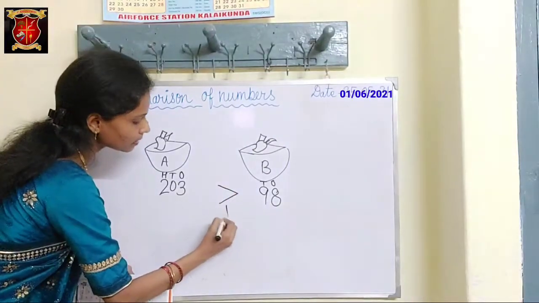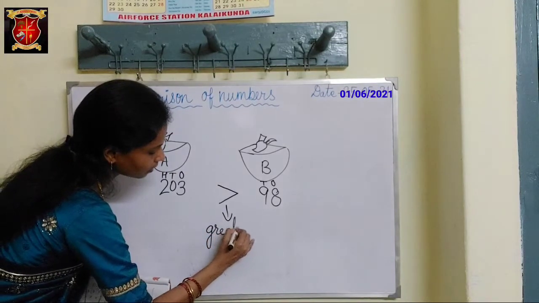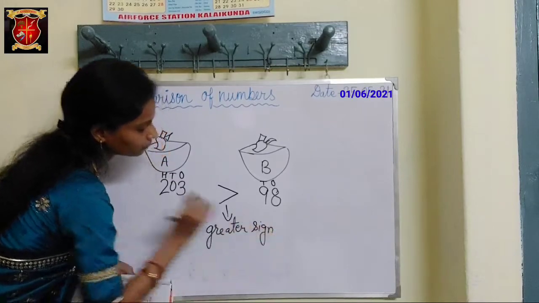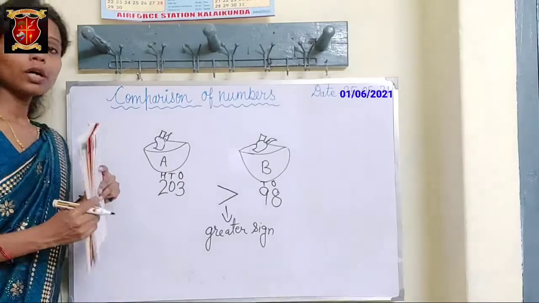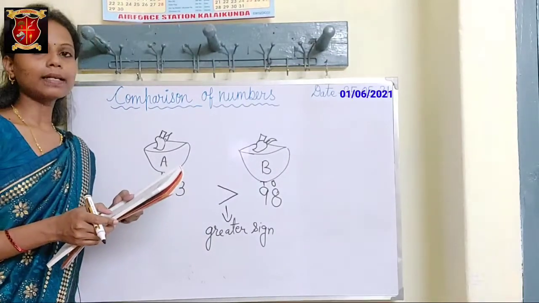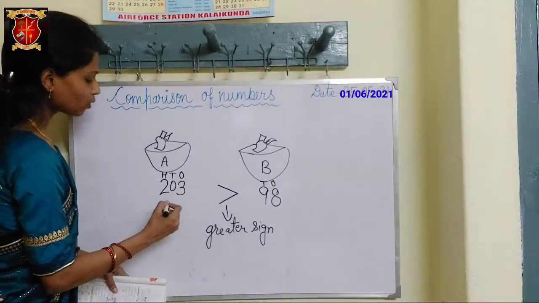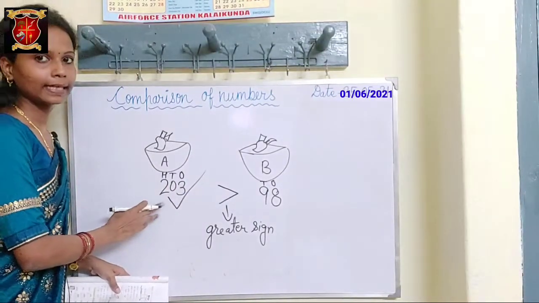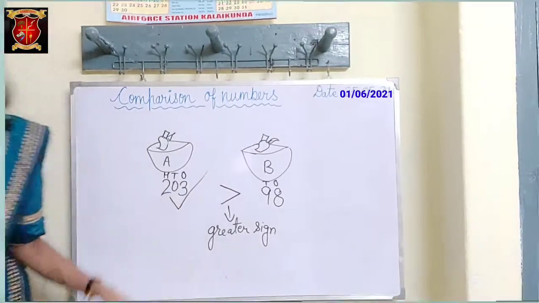So which sign is this? This sign is a greater sign. Okay, so Amol took which basket? So he takes the basket A. So Amol took the basket which has more mangoes, that is basket A. He took the basket A. Let's move to the next question.